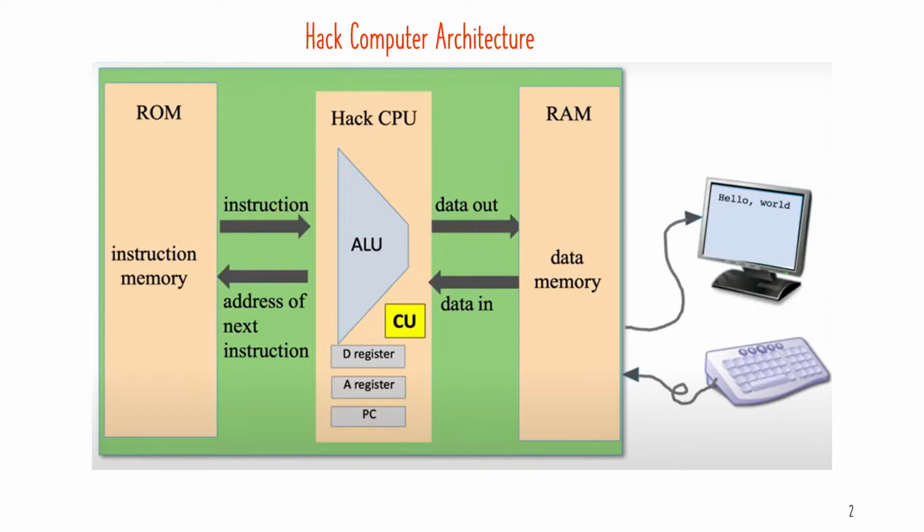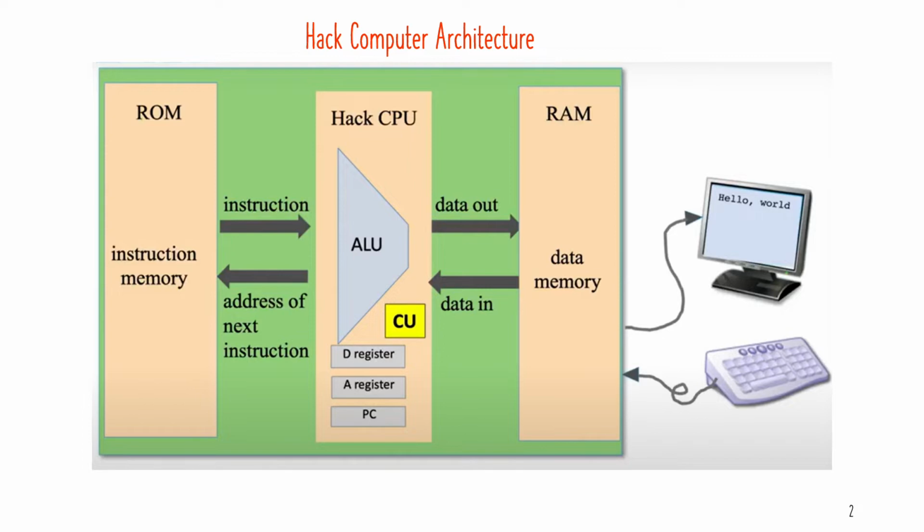Hack Computer consists of a CPU and two separate memory modules, which are instruction memory and data memory, and two memory mapped I/O devices also, which are screen and keyboard. Hack CPU consists of an ALU which is capable of performing 18 different arithmetic and logical operations depending upon the 6 control inputs. The CPU also contains three 16-bit registers, which are D register, A register, and the PC.